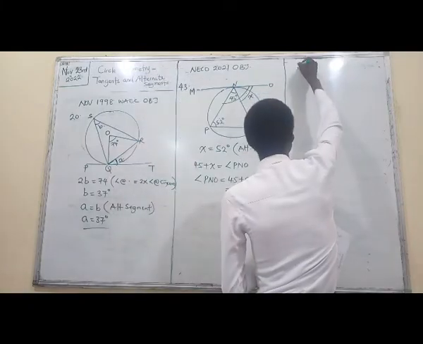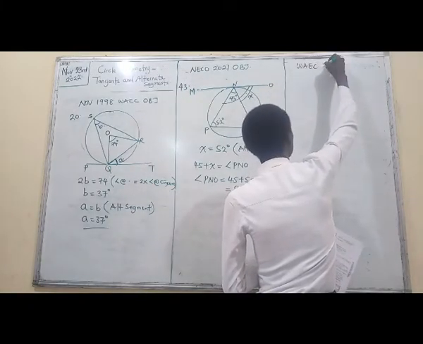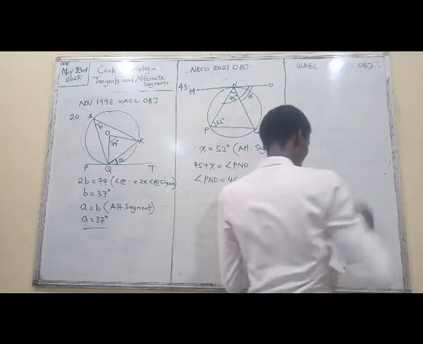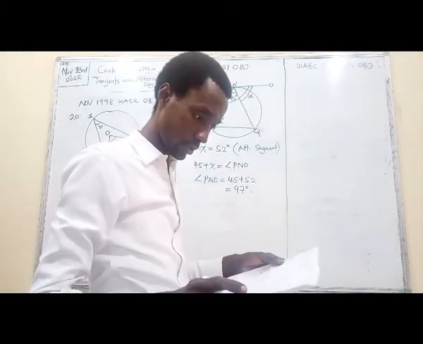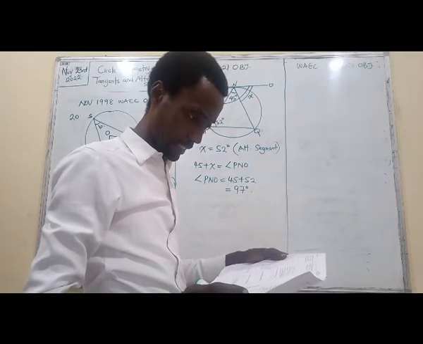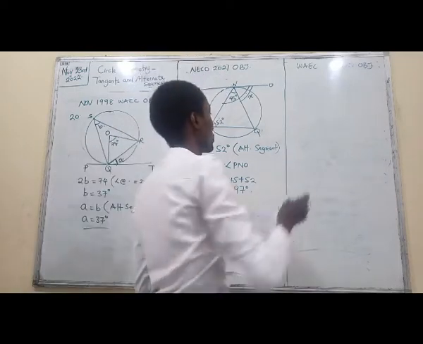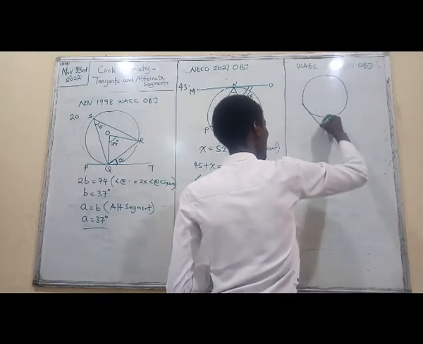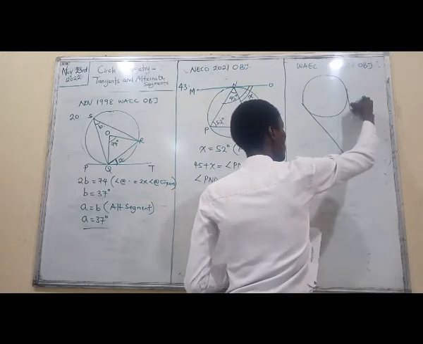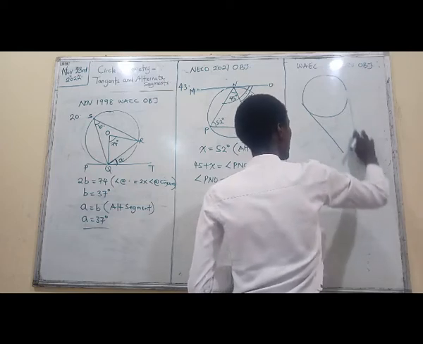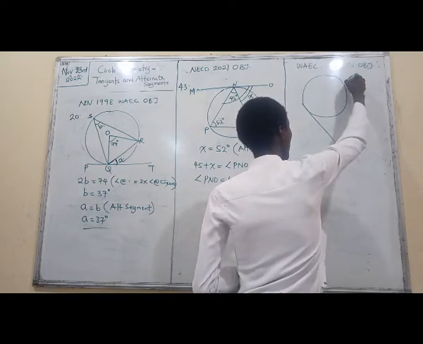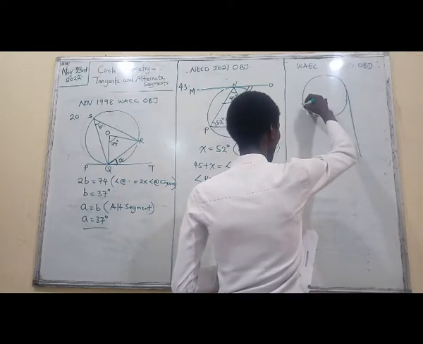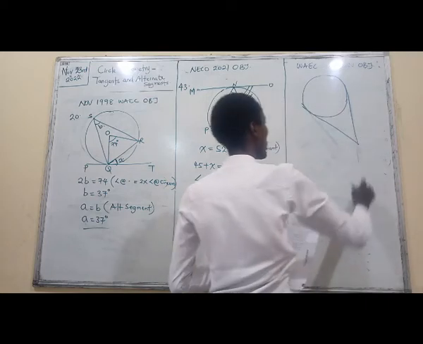This one is from 2019 November. It's more of a GCE kind of arrangement, and it's OBJ. We're told to solve questions 38 and 39. I'll try to draw the diagram as usual. It's more like this. And then we have tangents. Let's try to make that tangent so it doesn't go too far. Alright, so this is what we're going to have.